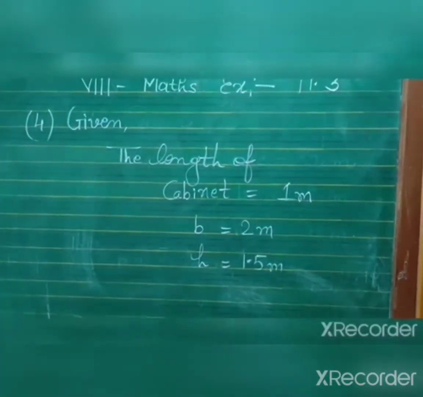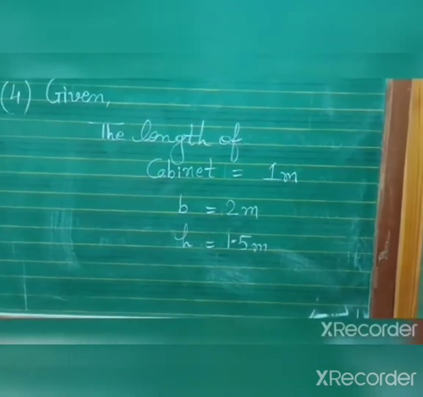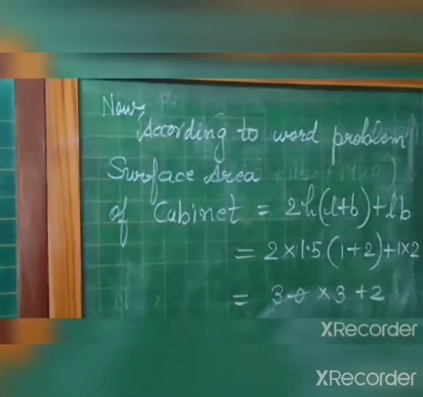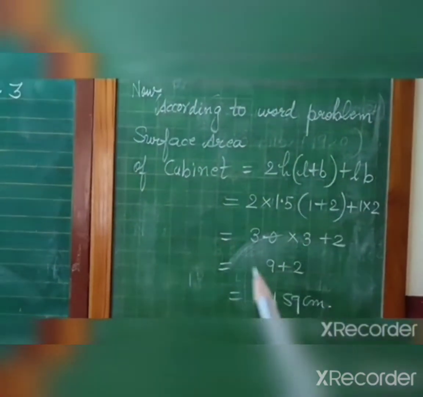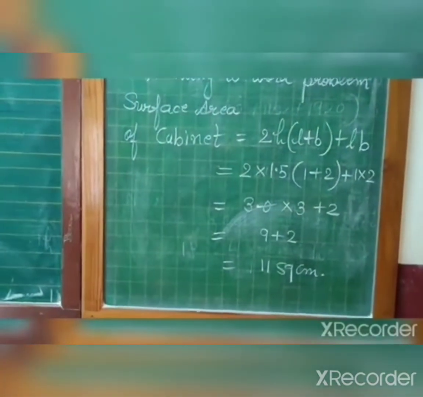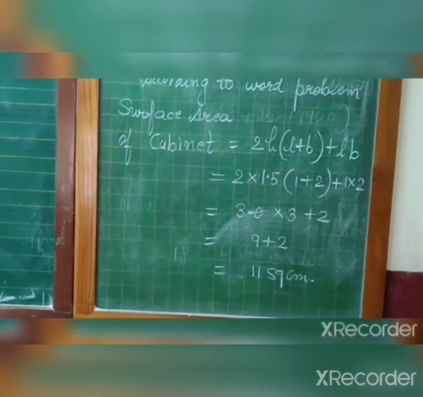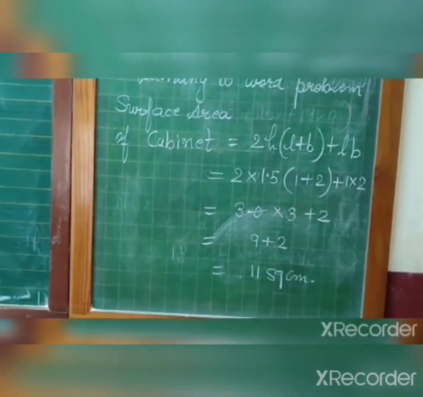Now see in the fourth question, the length of the cabinet is 1 meter, breadth is 2 meter, height is 1.5 meter. After that we will write, according to the word problem, the surface area of the cabinet. So 4 lateral surfaces, but it is written clearly except bottom. Top also we have to calculate.